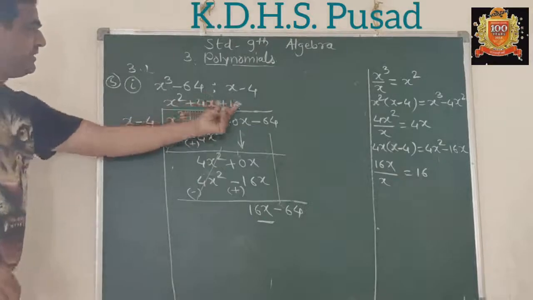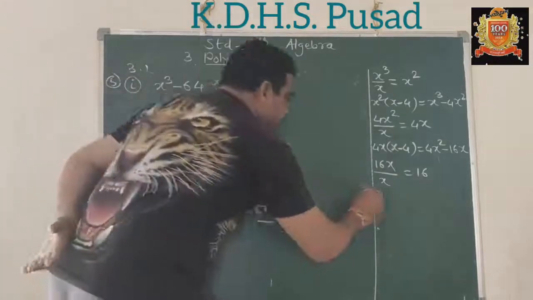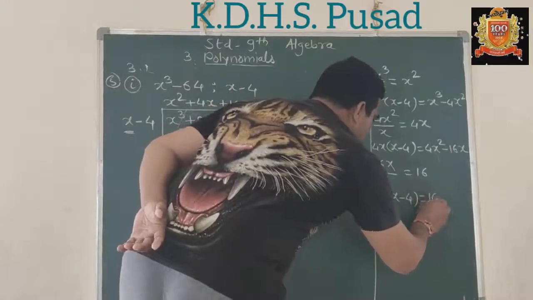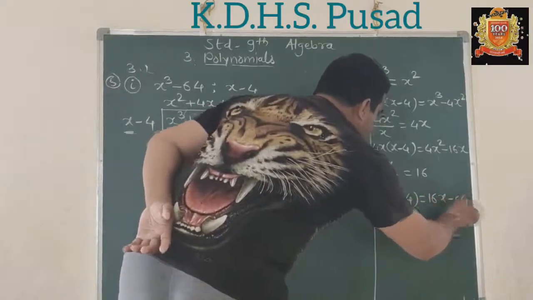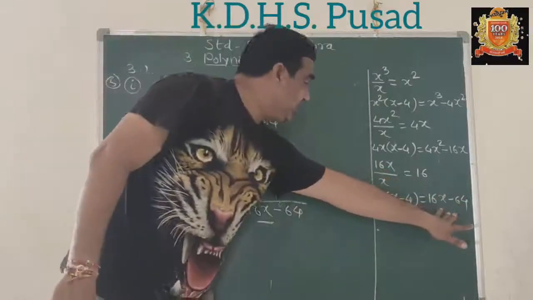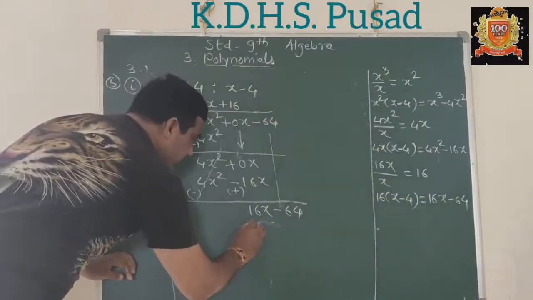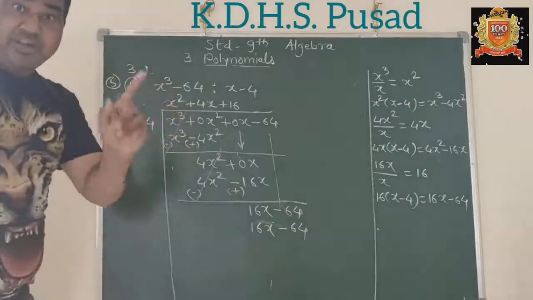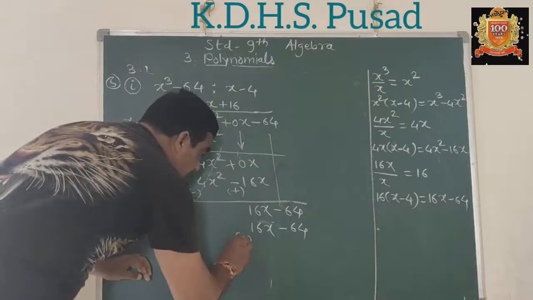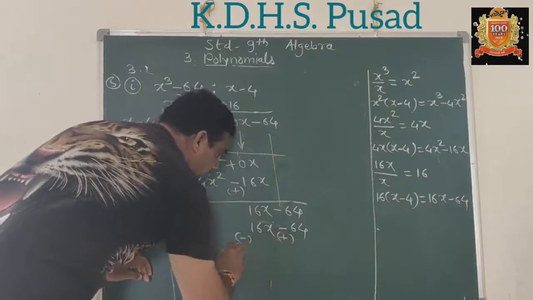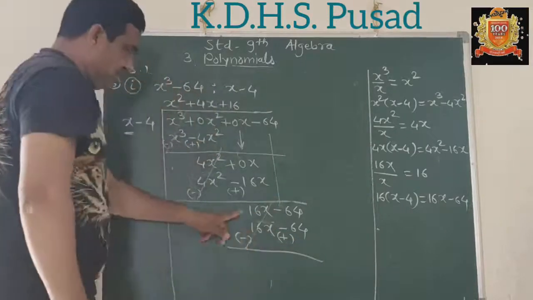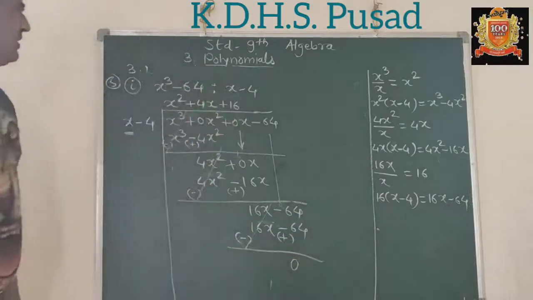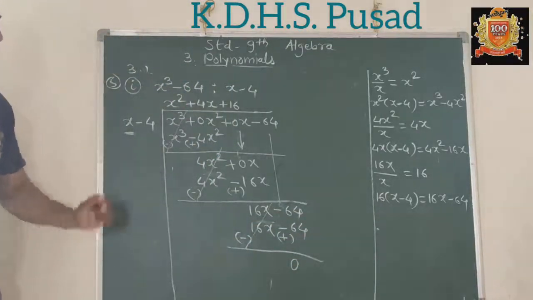Now multiply again. 16 into x minus 4 will be 16x minus 64. Write down these terms here: 16x minus 64. As you are performing division, change your signs. Minus becomes plus, they get cancelled. Now minus 64 plus 64 is 0. So in this way, we have completed this division.